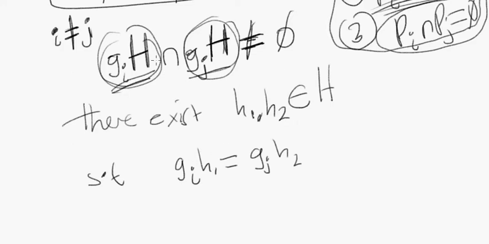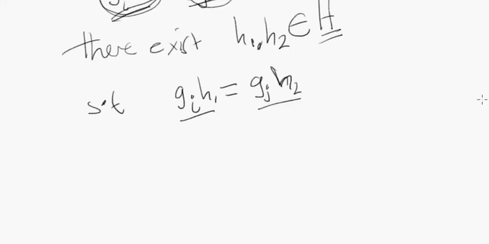And the idea is that every element in the coset GiH is of the form Gi times some element h1 of the subgroup H, and every element of the coset GjH is of the form Gj times some element, let's say h2, of the subgroup H. And to say that they have an element in common is to say that Gih1 equals Gjh2 for some h1 and h2. Alright, so from here already we can establish some things, because the elements h1 and h2 have been picked as elements of the subgroup H.